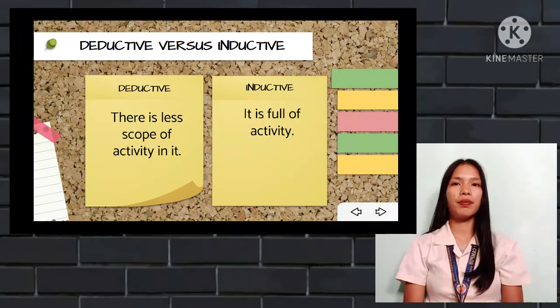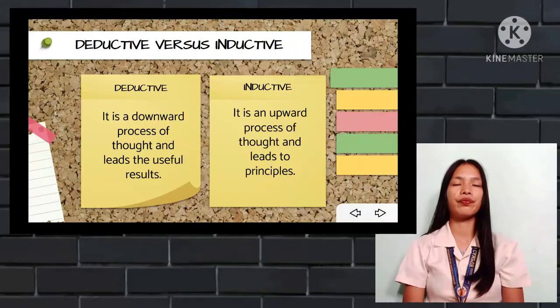In the deductive method, there is less scope of activity, while in the inductive method, it is full of activity. In the deductive method, it is a downward process of thought and leads to a useful result, while in the inductive method, it is an upward process of thought and leads to principle.